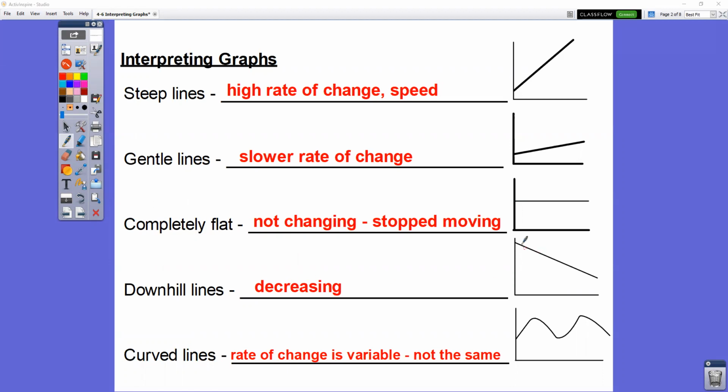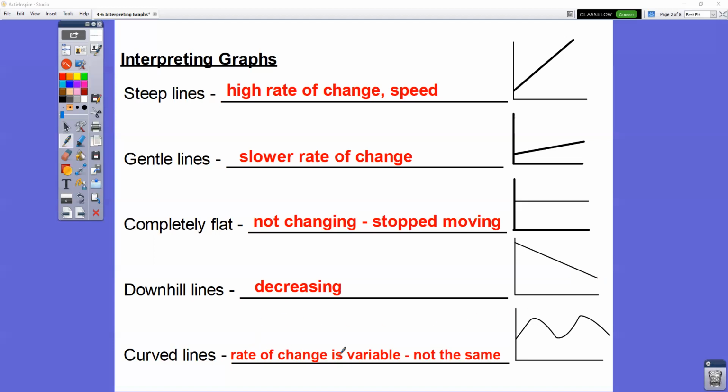A downhill line, all right? If our line is going down, that means that it is decreasing. Again, it might be flatter, so it's decreasing slower, or it might go steeper, which would indicate that it's going down quicker.